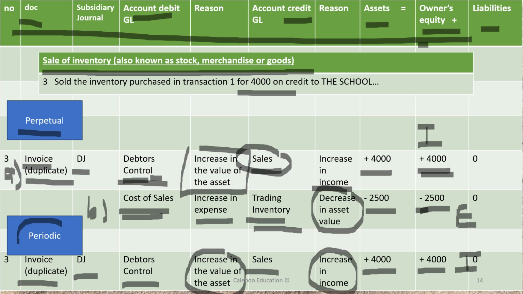Remember, in the periodic inventory system, cost of sales is recorded at the end of the period, not at the point of sale. So in the periodic inventory system, there is no recording of cost of sales at the point of sale. So periodic, easier.